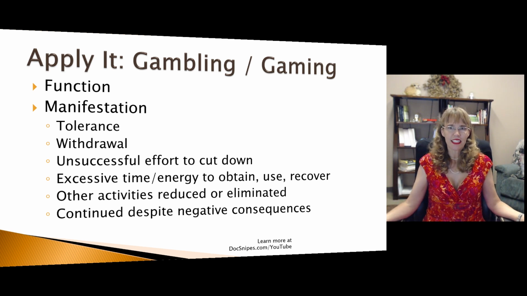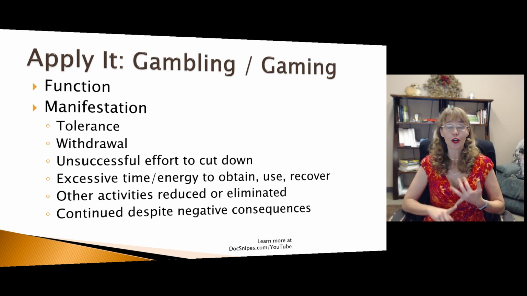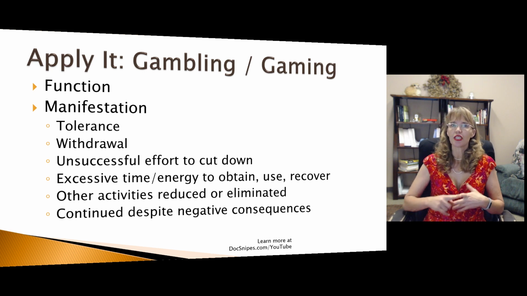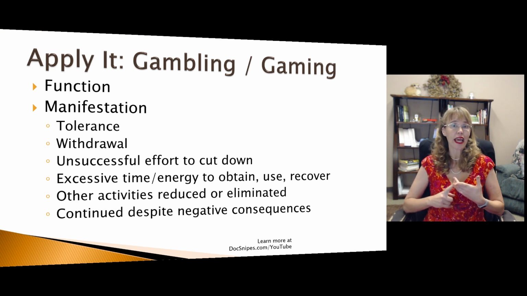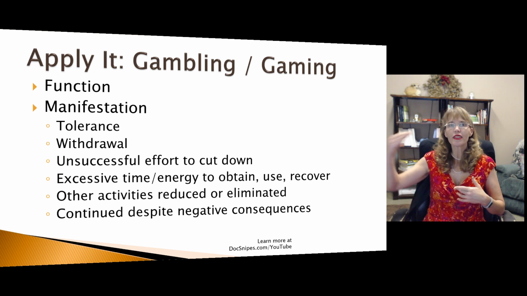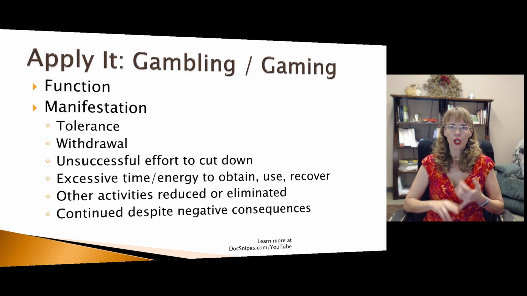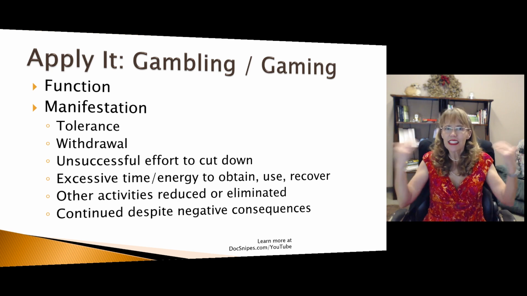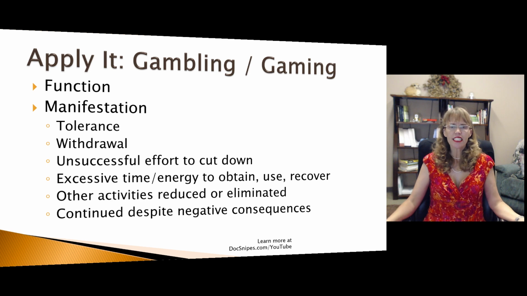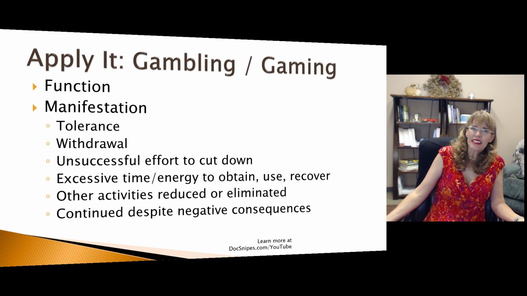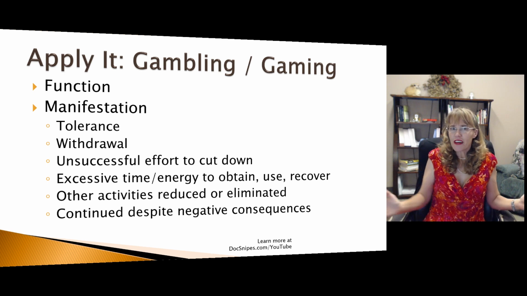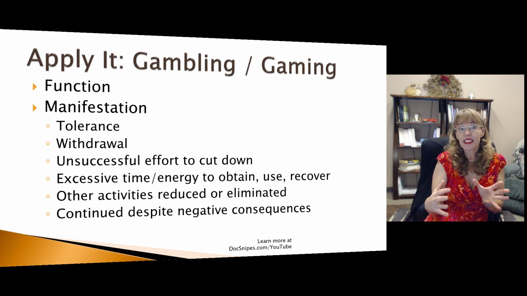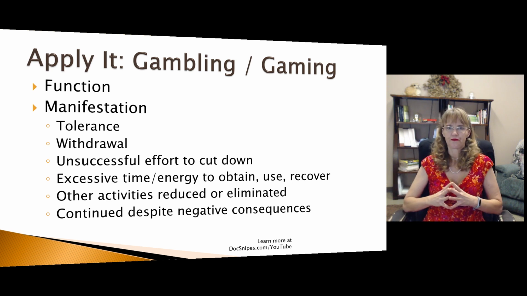We see tolerance in these things. Gambling, people have to gamble longer or with more money or in riskier games. In gaming, we see them engage in higher risk games or games that don't really have an end to them. Withdrawal, when people are not engaging in them, they feel antsy. They feel distressed. They may feel flat. Well, that's because those neurotransmitters are out of whack. Unsuccessful efforts to cut down. Well, the body wants to rebalance itself. So eventually, unless you find a new way to help it balance itself, it's going to revert.